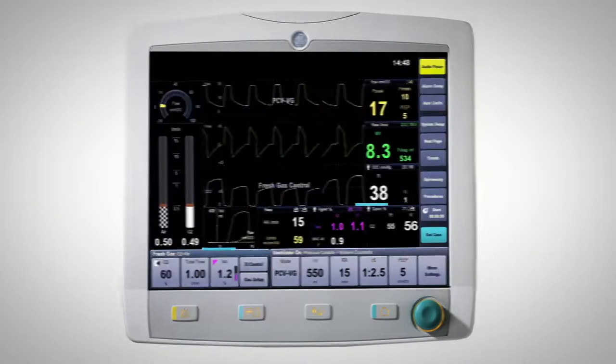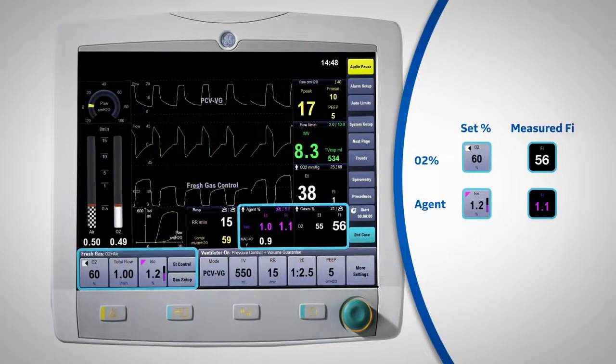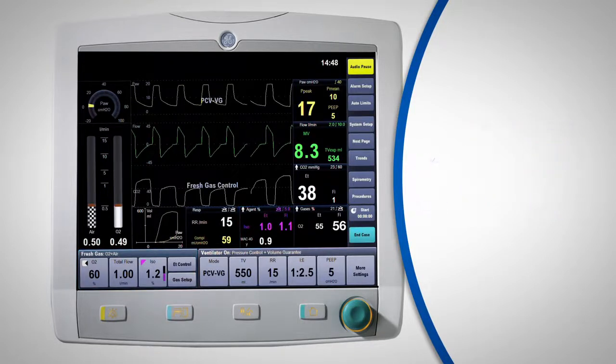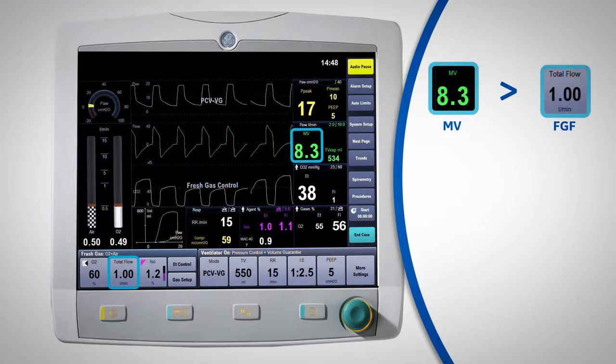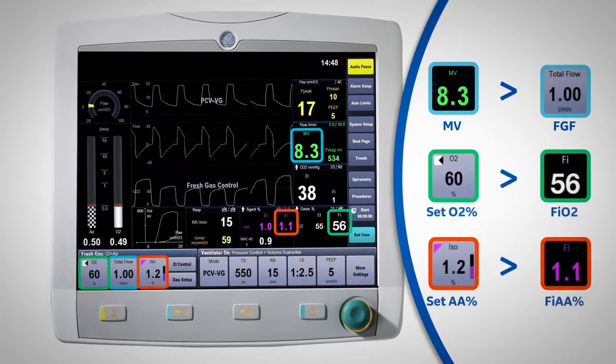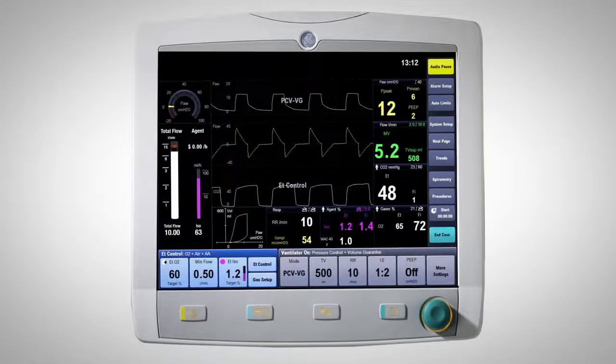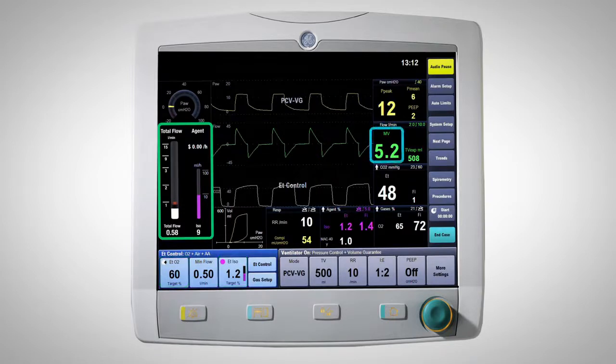End-tidal control also helps with knowledge gaps in circle anesthesia systems due to the dilution effect of rebreathing. With circle anesthesia systems, the greater the difference between fresh gas flow and minute ventilation, the greater the difference in set versus delivered concentrations of agent and oxygen. The end-tidal control algorithm automatically adjusts the fresh gas flows to meet the targeted end-tidal oxygen and anesthetic agent concentrations, taking into account the differences between the fresh gas flow and minute ventilation.